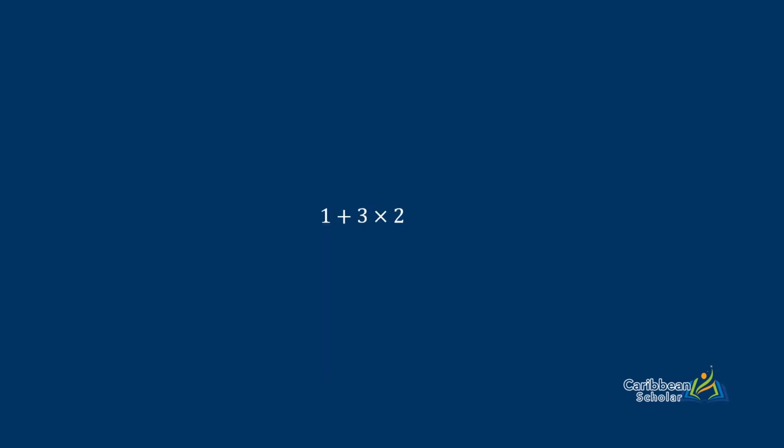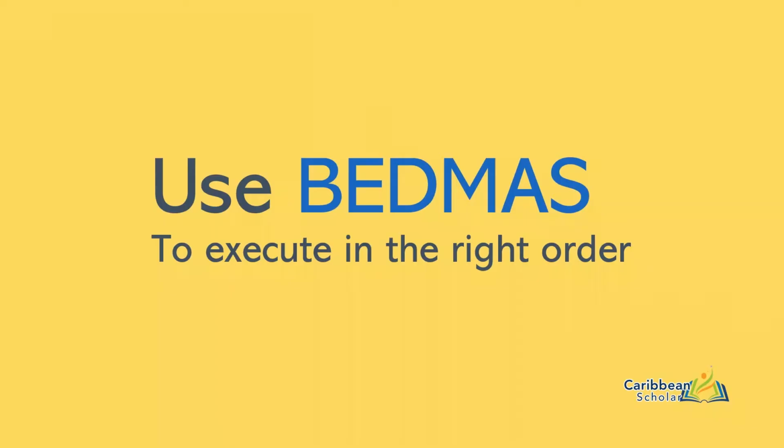Now, when you see 1 plus 3 times 2, the natural thing to do would be to solve this from left to right, just like how we read in English. But if you start by multiplying 3 times 2, you'd get a completely different answer. So the order that we use to solve problems really does matter. And to make sure that we always have the right order, we use BEDMAS.